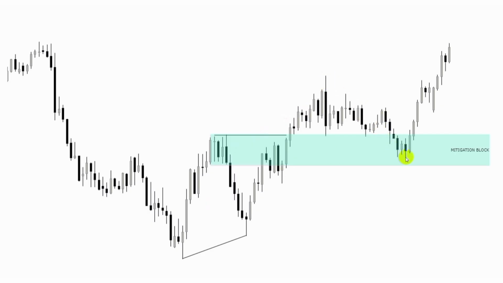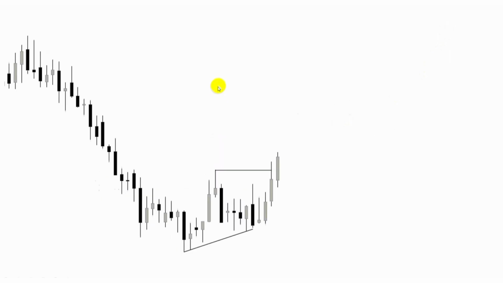Price returned to the downside. You can see it mitigated the fair value gap because we have the order block. So price returned to the mitigation block, which established another confluence of an order block, then we can see that price return mitigates, and then we have the push of price to the upside. So now we're going to look at another example.